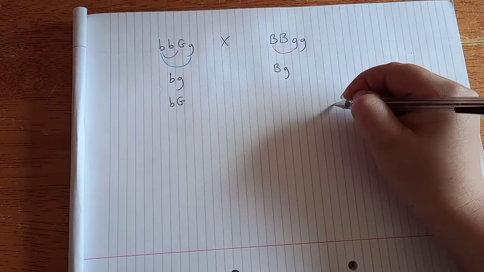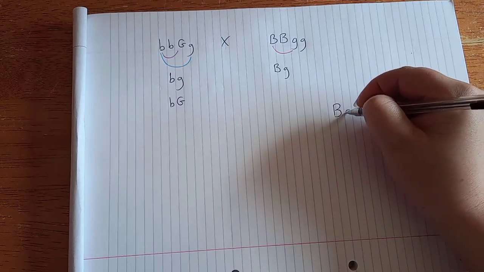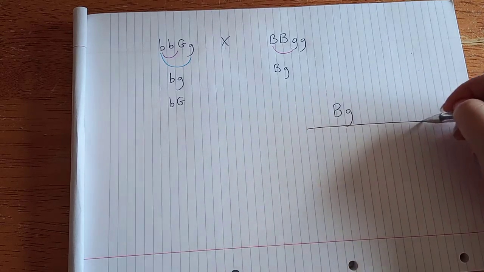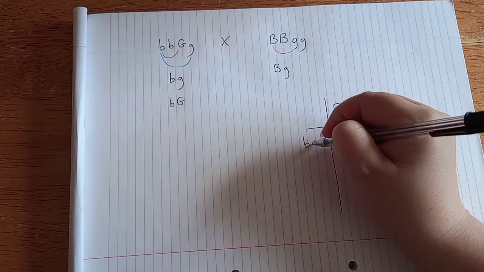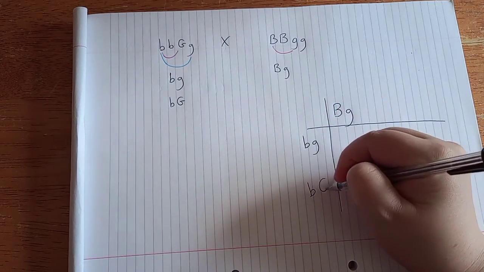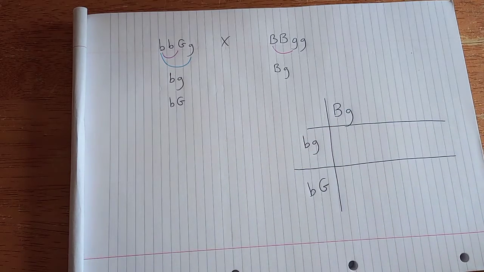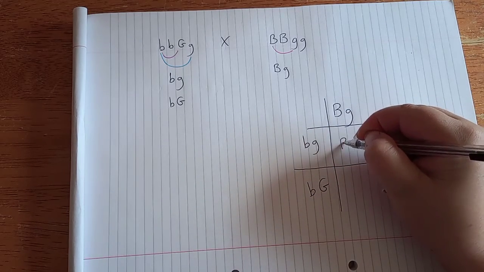To do a Punnett square, you need these genes and you're going to write them out and you're going to put a line under it and you're going to put a line to the side. And you're going to put the other genes to the other side. And to get the cross itself, it's very easy. You just have to add them all up. So at the top there, we've got a big B, and to the left we have a small one.